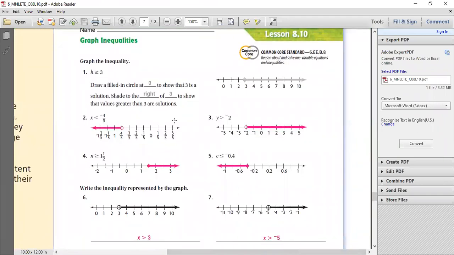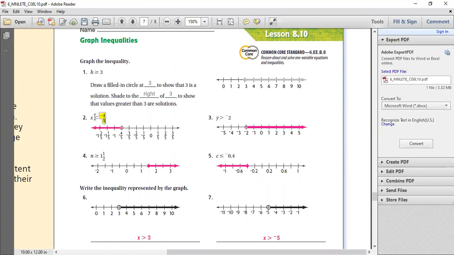Question number 2. So you just have to graph the inequality x is less than negative 4 over 5. All you need to do is on the line, you have to find where this particular number is, right? Once you find that number, you draw a circle on top. Now, once you draw the circle, you decide whether you have to color it or not. How do you know that you have to color it or not? You have to check this symbol here.